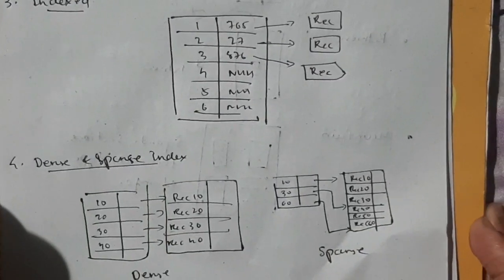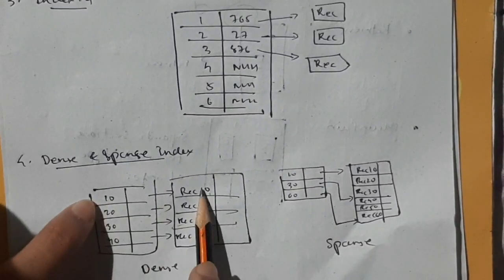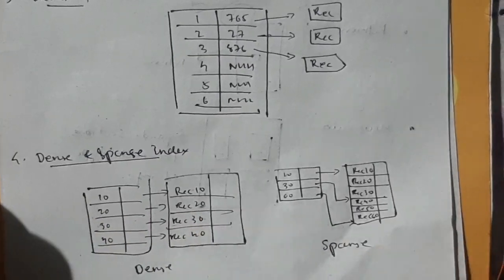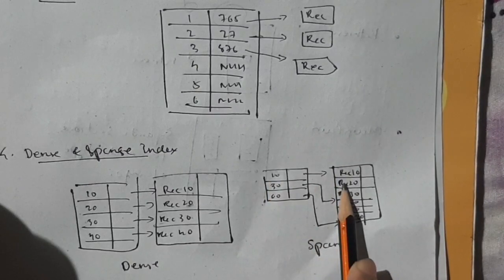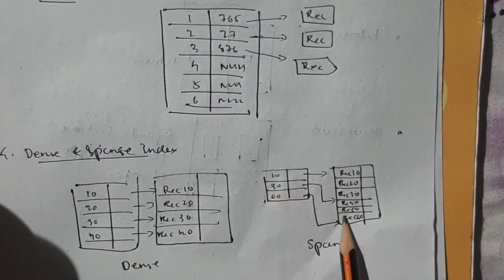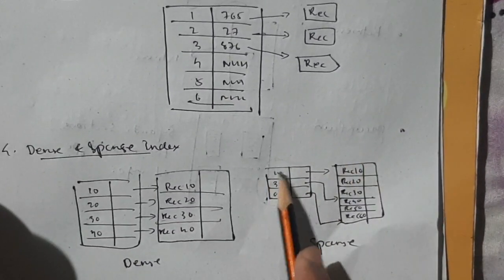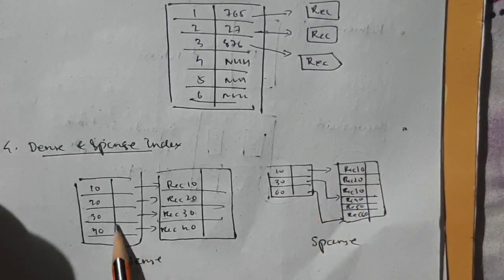Now the dense and sparse index means, in dense you will have record 10 pointing to record 10, 20 for 20, 30 for 30. But in a sparse index, if you point to 10 it will point from 10 to 20. Then 30, it will point from 30 to 50. Then 60 will be pointed by this. So it's a small representation, and what you choose will be pointed by a greater representation. Okay, that's sparse, and this is dense.